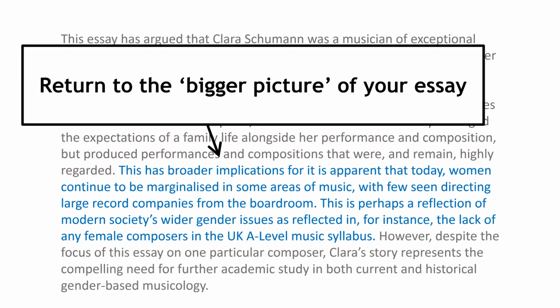This section of the conclusion, shown in blue, is a return to the bigger picture of your essay. So in your essay, you will have examined a specific topic in depth. The conclusion is a good opportunity to ask the question, so what? Why does this matter? What broader implications does this have? How does this topic feed into wider issues and debates? In the example provided here, we can see that in using Clara Schumann as a case study, the topic has touched upon the broader issue of gender politics and music, specifically the marginalisation of women. This means that the essay has contributed to this broad area.